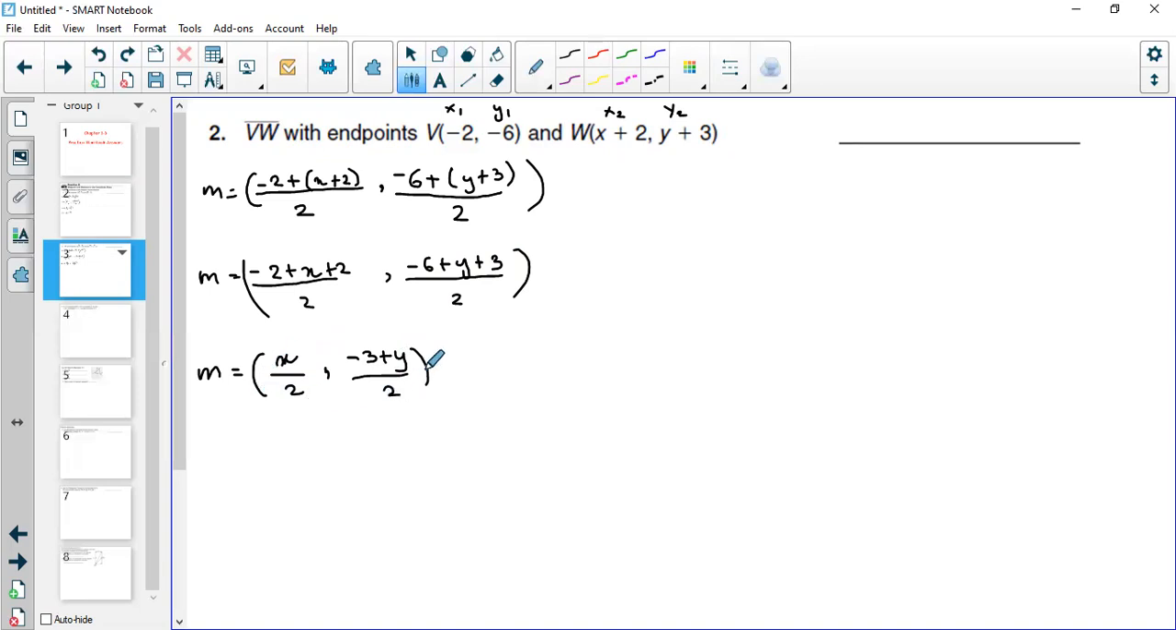So this is going to be the midpoint for these two coordinates. So for VW, the midpoint is going to be x over 2 minus 3 plus y over 2. I know you might think, what's this? That's all? Yes, that's all. Because further than this, we cannot solve anything. So when you cannot solve, what can we do? We just leave it like that.